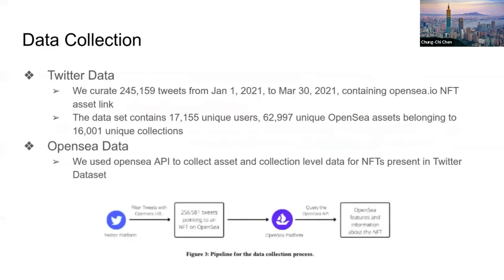So coming to the data collection, we have the pipeline divided into two. One is the Twitter part, where we collect a large number of tweets over 3 months in 2021, where the boom of NFTs happened. Each of these tweets contained the OpenSea.io asset link. The dataset contains a large number of unique users and assets belonging to unique collections. Coming to OpenSea, we use the publicly available API to collect asset and transaction level historical market data for each of the NFTs that are present in the Twitter dataset.